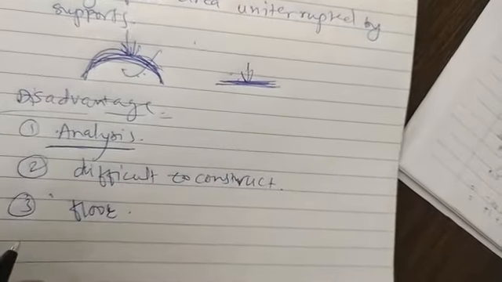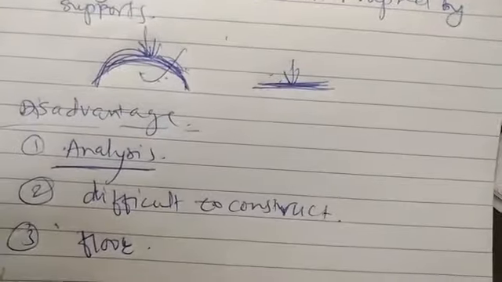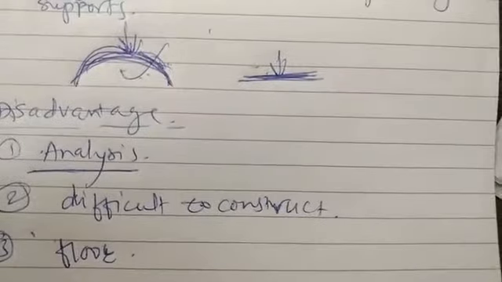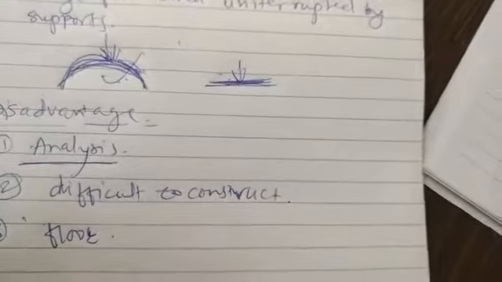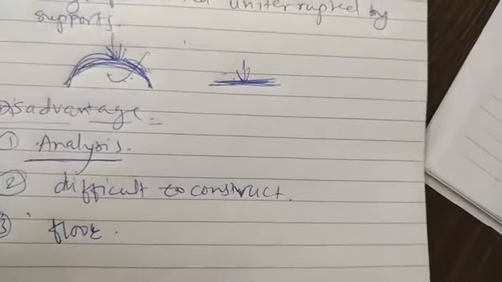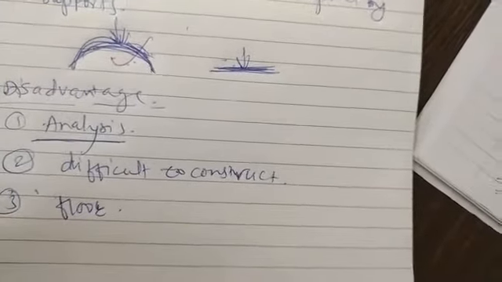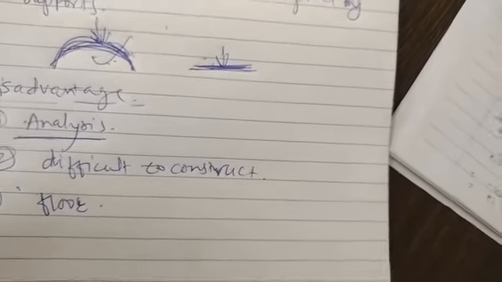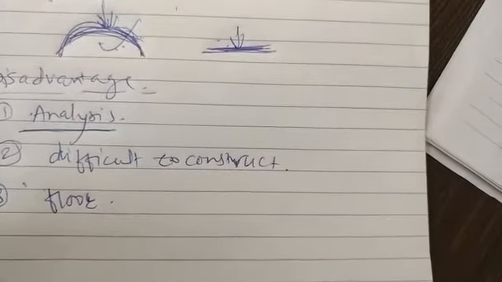So these are the advantages and disadvantages of the shells. After this we'll see the types of shells in the next video. Till now we have covered the introductory part of shell. In that we have seen what is shell, what are the basic terms used in the shell, and after that we have discussed the types of shells based on thickness to radius ratio. After that we have discussed the advantages and disadvantages of shells.